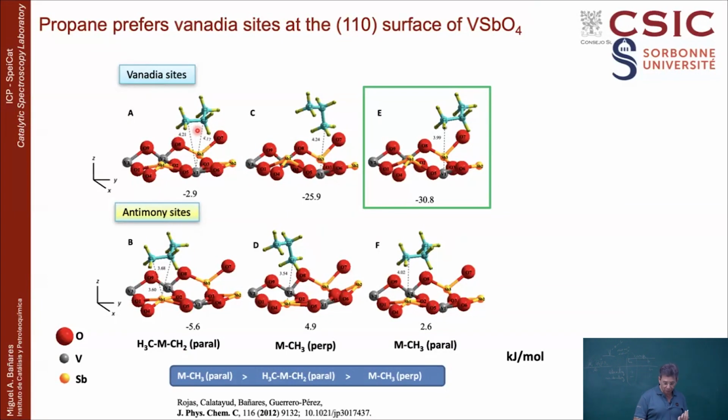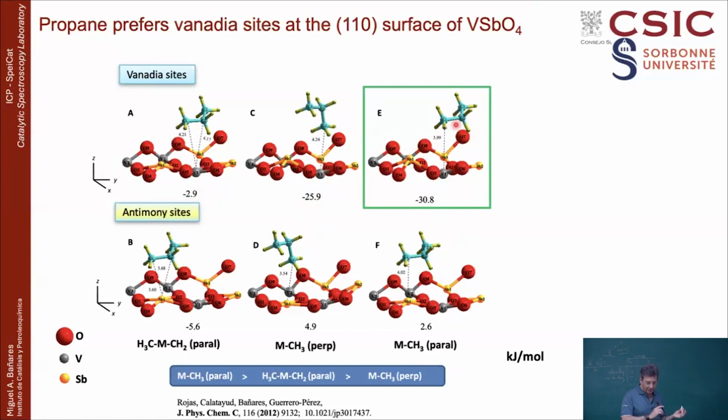So how does propane like to bind to this vanadium site? Okay, the adsorption energy is like 2.9, not particularly exciting. It's quite happy adsorbing with this configuration here. I'm particularly happy there. The adsorption energy there is like minus 30, that's kilojoules per mole. That's a good value. So among these three, this site with this configuration is the most likely adsorption of propane.